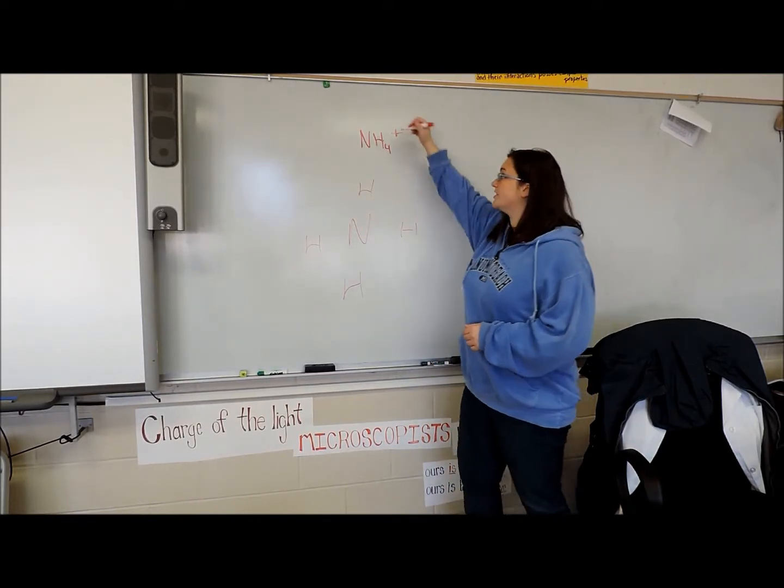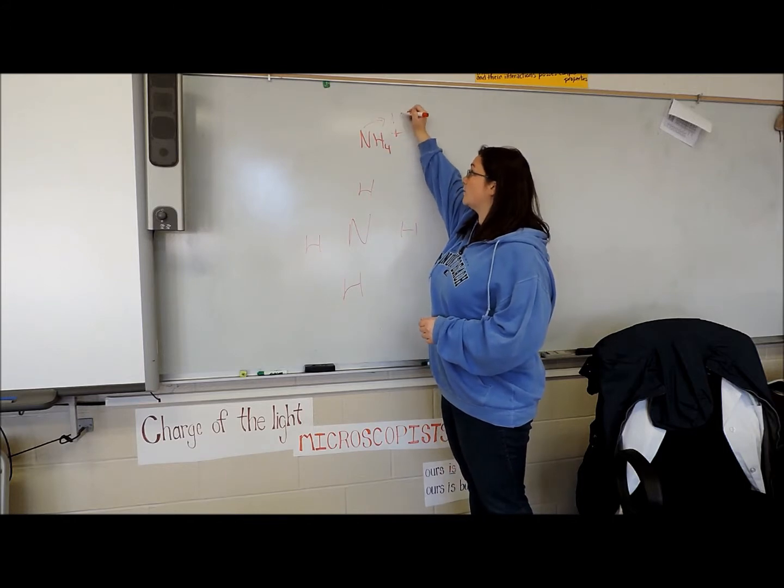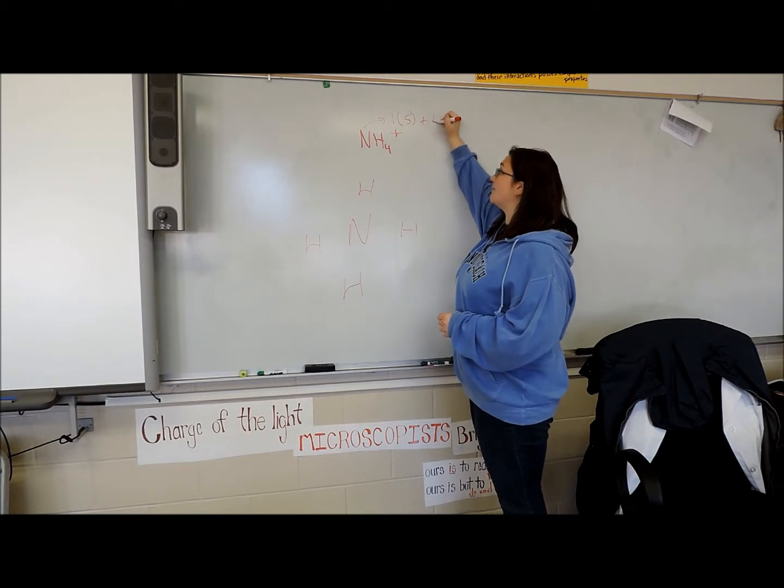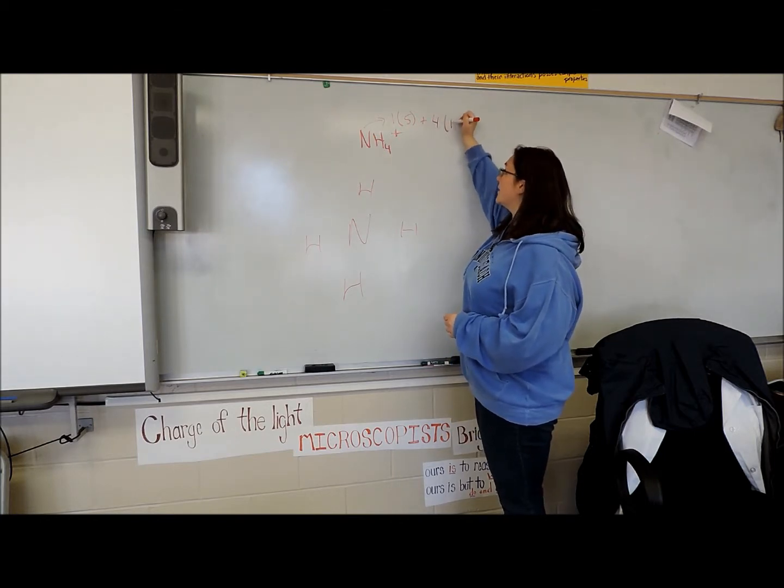All right, nitrogen, we have 1 of it. It gives us 5 electrons each. Plus we've got 4 hydrogens. They give us 1 electron each.